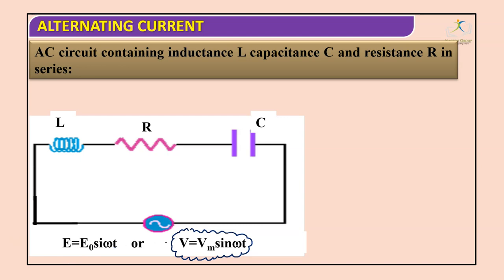The basic difference between these two is that E we take as a form of EMF, and V we take as a source voltage. Because of the inductor there will be EMF induced, so for that reason we can take E equals E naught sin omega t, and otherwise we just take the main source, which is V equals Vm sin omega t. What is Vm showing here? The maximum voltage, the maximum voltage drop.